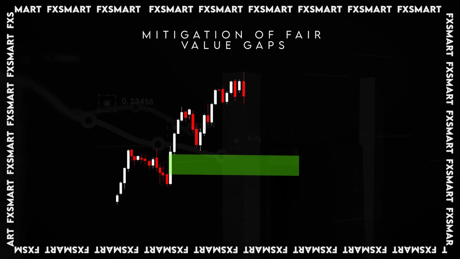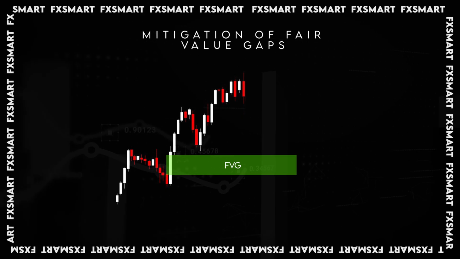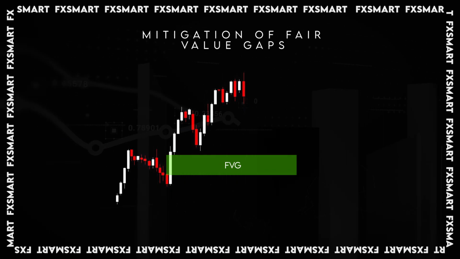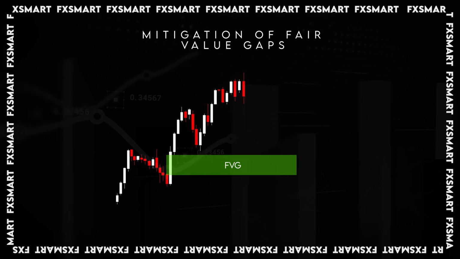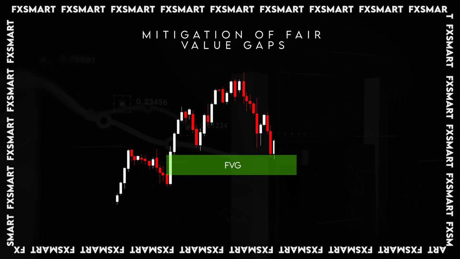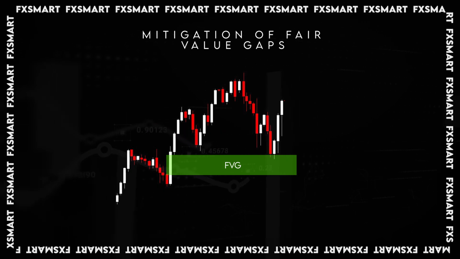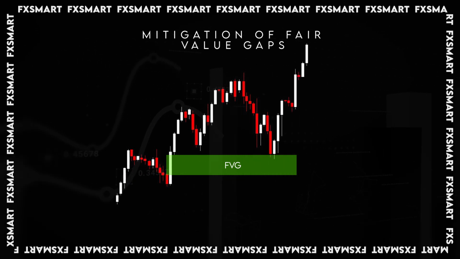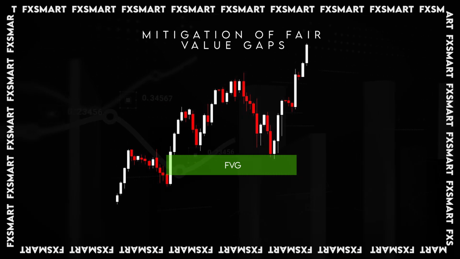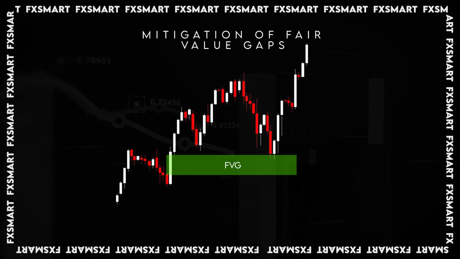Let's explore another key concept that can also invalidate a change of character, the mitigation of fair value gaps. As a smart money trader, spotting FVGs should be one of your primary tasks when analyzing the chart. These areas often act like magnets, drawing the price back toward them. Typically, before continuing in the direction of the trend, the market will retrace to fill these imbalances. That's why fair value gaps are such crucial zones to monitor. They're especially powerful on intraday timeframes like the 4-hour, 1-hour, or even lower.